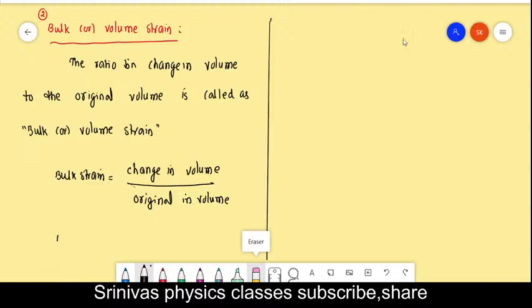We will take one example. For example, this is a ball. This ball has the original volume V. Now we apply the stress on this. We apply the force in all directions, normal to the surface. When you apply the stress on this, what happens? The ball volume will change.